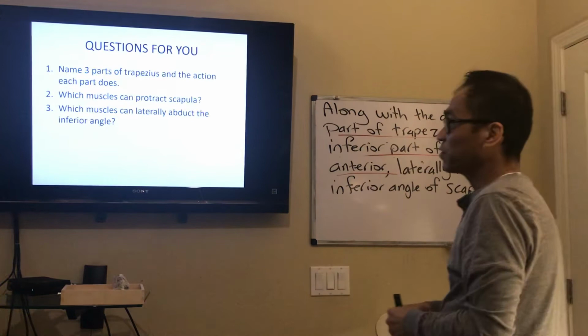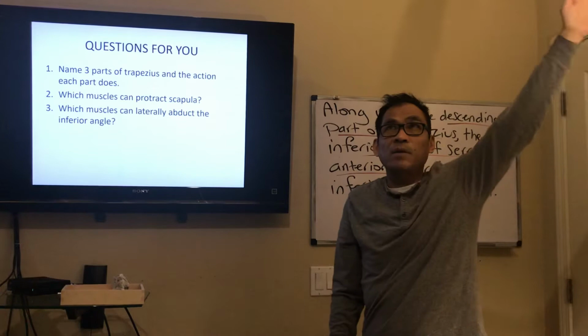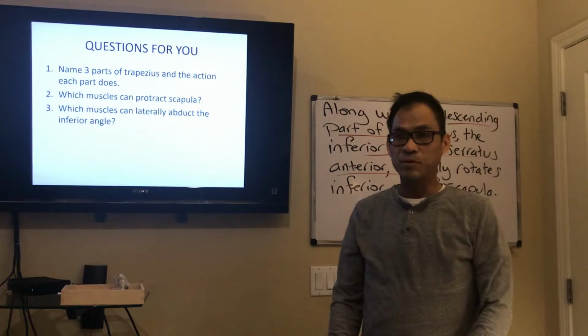Name three parts of trapezius and the action each part does. You had the descending fibers, the top part, which could elevate the scapula, and also with that, help in a little bit of lateral rotation at the inferior angle. You have the transverse part, which retracts the scapula, and you have the ascending fibers, which depress the scapula.